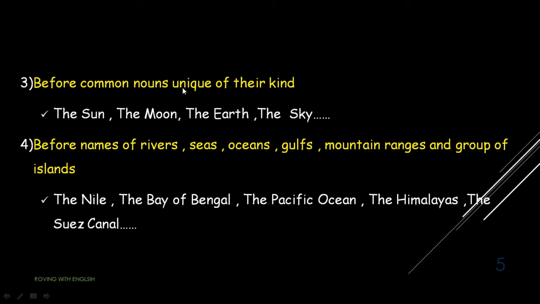Before common nouns unique of their kind, like the sun, the moon, the earth, the sky. There's just one and only moon, one and only earth. It's the sun, the moon, the earth, the sky. Before names of rivers, seas, oceans, gulfs, mountain ranges, and groups of islands, like the Nile, the Bay of Bengal, the Pacific Ocean, the Himalayas, the Suez Canal, the Sahara, the Thar Desert.